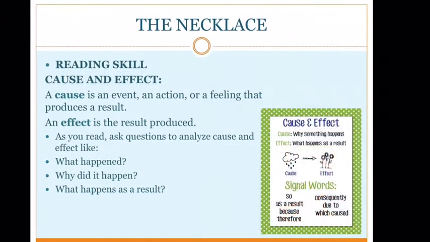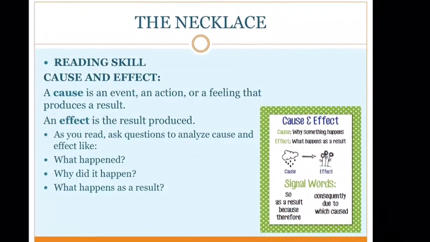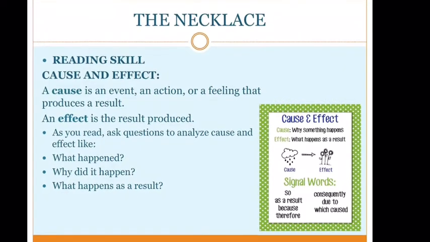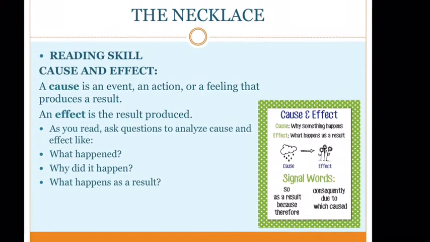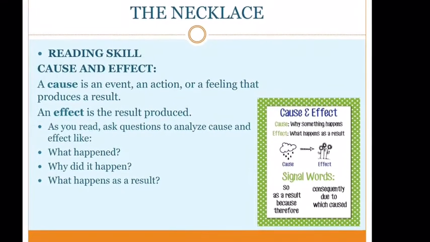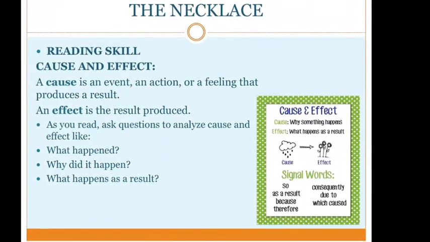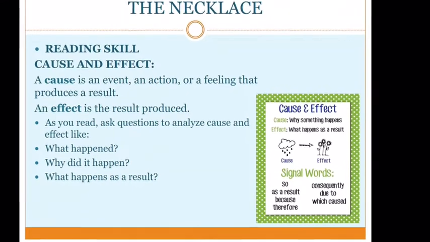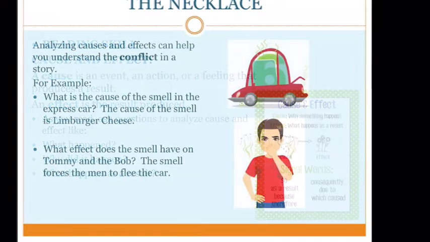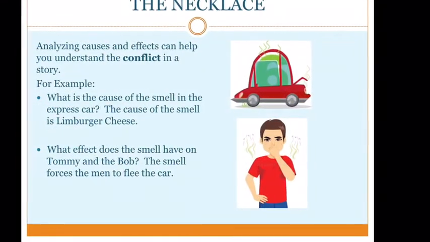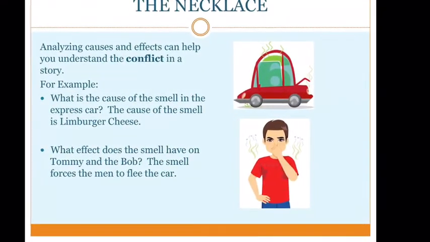For the reading skill, we have cause and effect. A cause is an event, an action, or a feeling that produces a result. An effect is the result produced. As you read, ask questions to yourself to analyze cause and effect, like, what happened? Why did it happen? What happens as a result? Analyzing causes and effects can help you understand the conflict in a story.